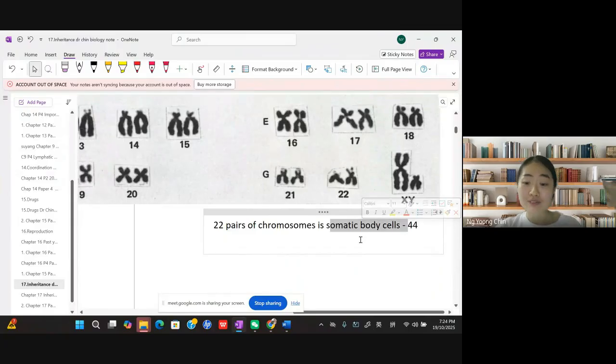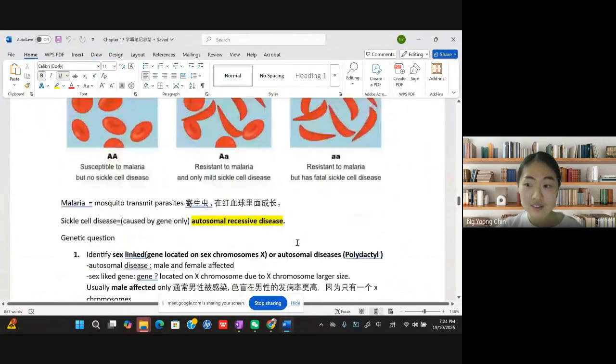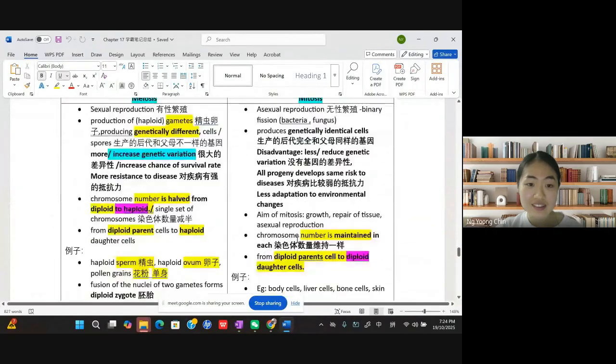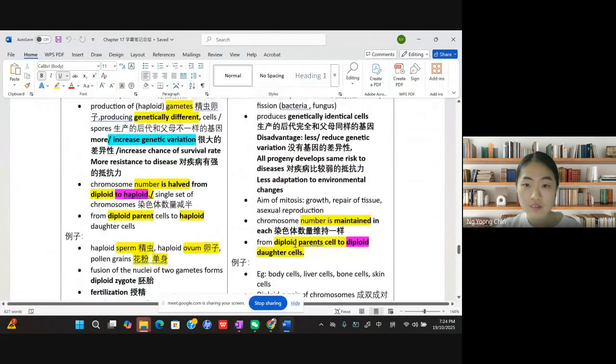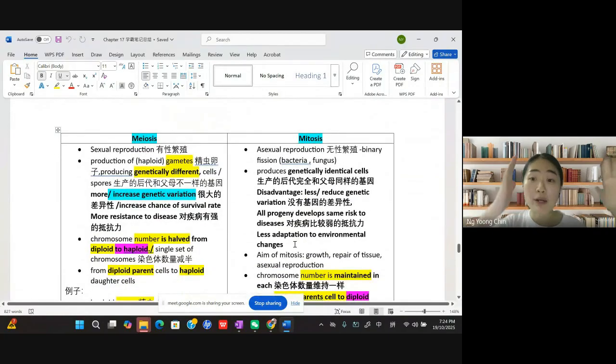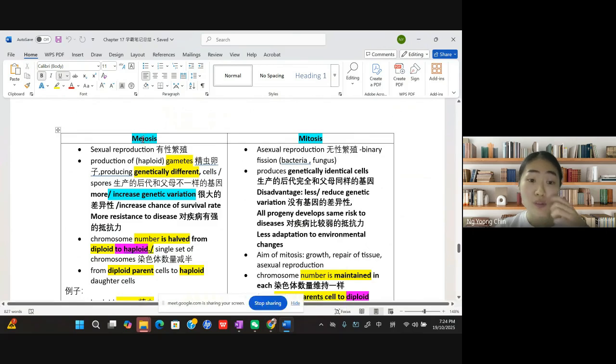Okay, how are you able to differentiate? You refer to this one. Oh, here. Yeah. You can have a look at this one, the purpose of meiosis and mitosis. So you can see my screen, right? I'm showing the Word document.